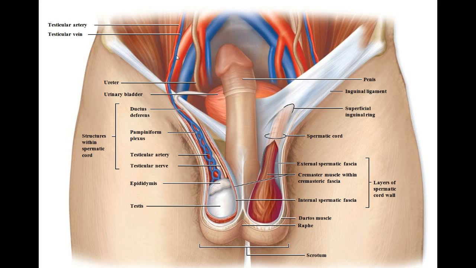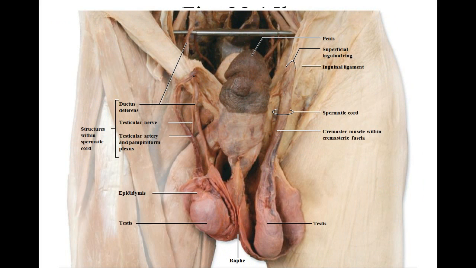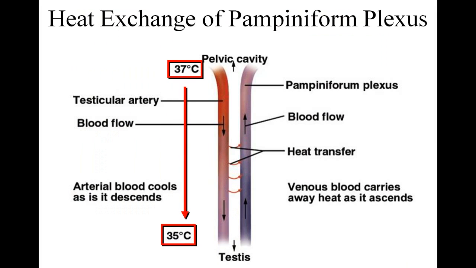So pretty much what's going to happen is the heat's going to be given away from the arterial blood into the venous blood. So the artery blood is coming out, it's going to the testes. The venous blood is returning back to the body. So this is being cooled and this is being heated up. Pretty slick, huh? Okay, there's just a picture of a cadaver. You can see everything on it, all the parts. Okay, this just explains the pampiniform plexus again.